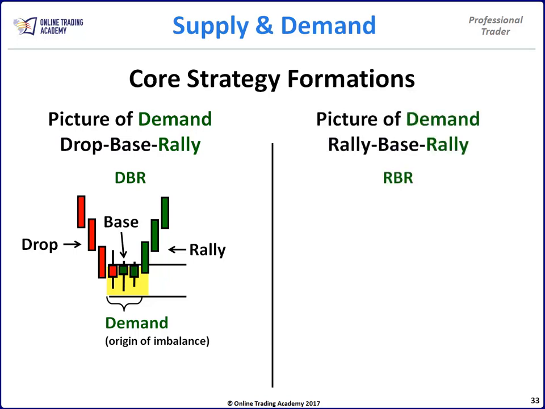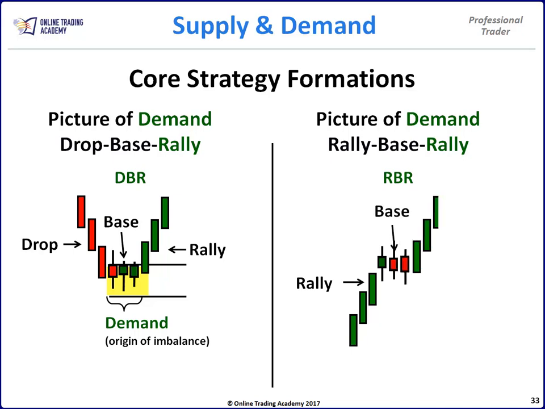The second picture of demand is a rally-base-rally, or RBR. And what this looks like is a rally in price followed by a basing or sideways action and then a rally out from that basing action. Just like the drop base rally, at the base is where we have the origin of the imbalance, where the supply and demand is largely out of balance, and this is going to be our demand zone.